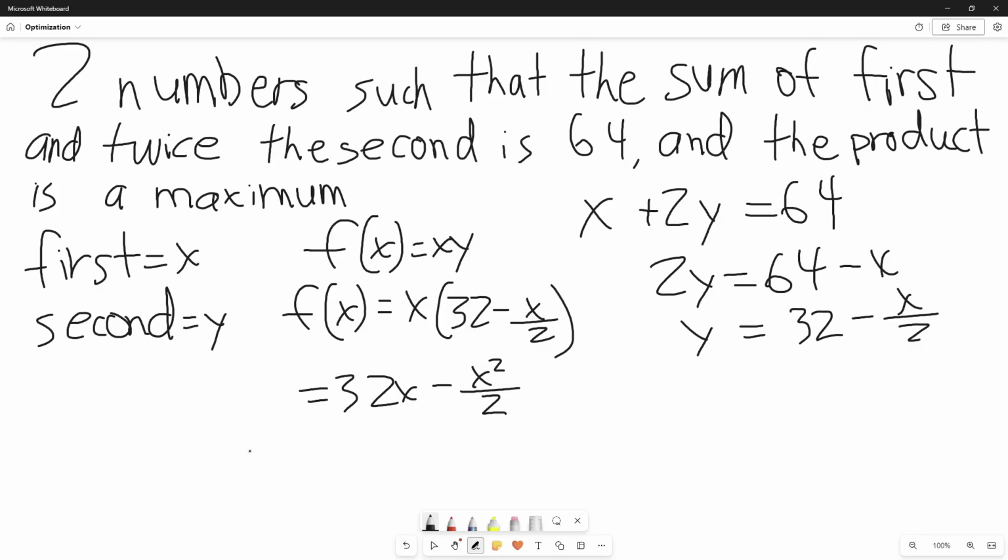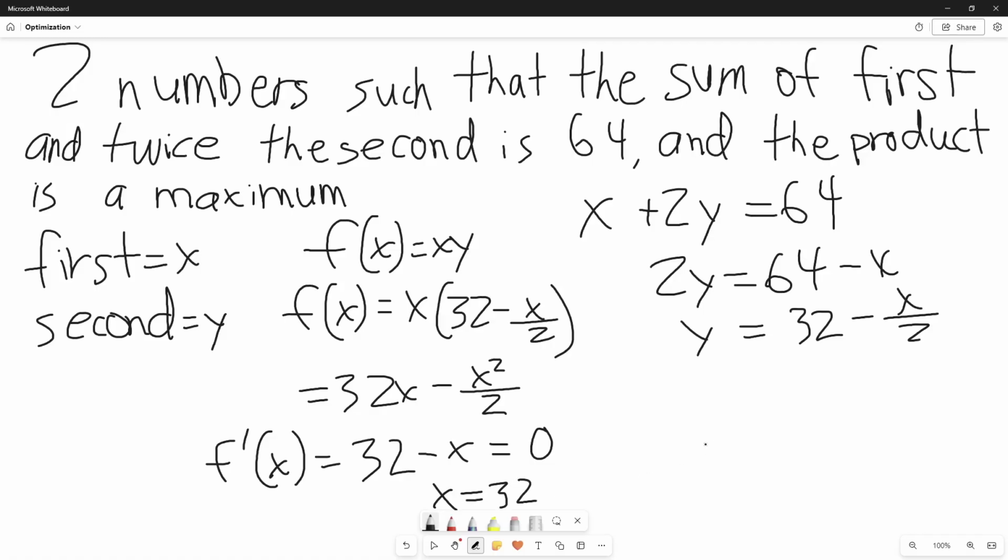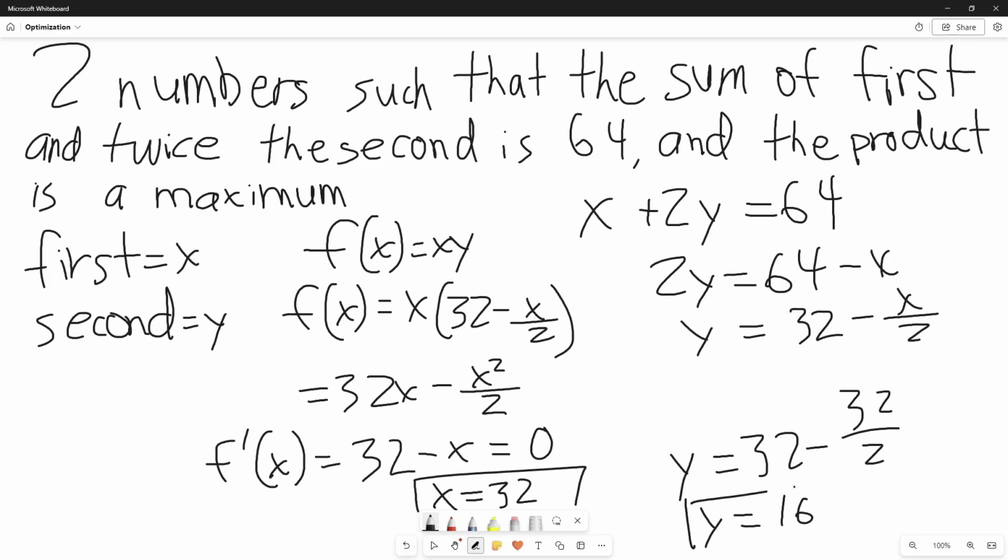So what we can do here is find f prime of x now pretty easily. It's just 32 minus 1/2 times 2x, and this is going to just be 32 minus x. And now we set it equal to 0, and we get x is equal to 32, and y is equal to 32 minus 32 over 2 using this equation, and we get y is equal to 16. And this is our answer. x equals 32 and y equals 16. So the first number is 32, and the second number is 16.